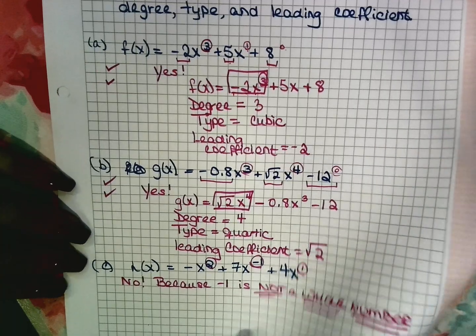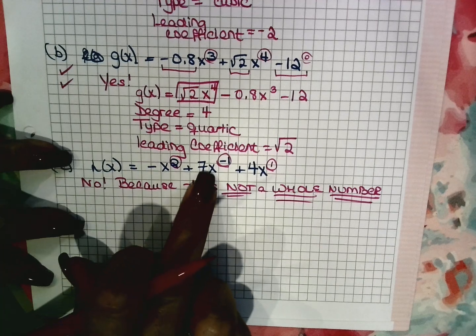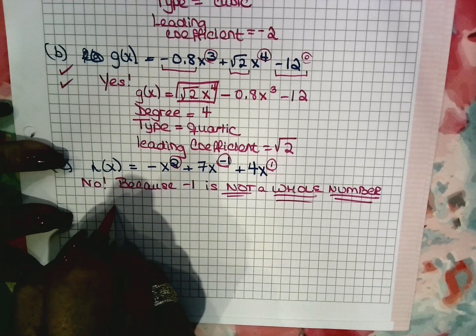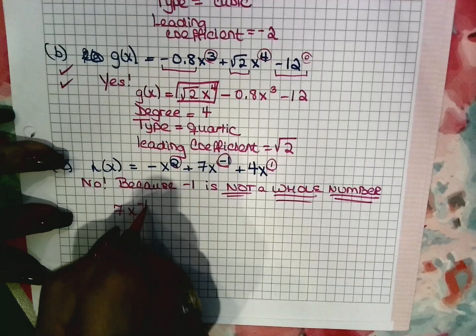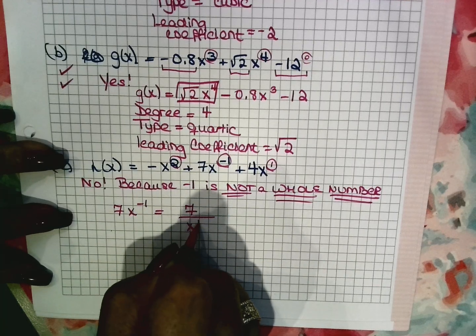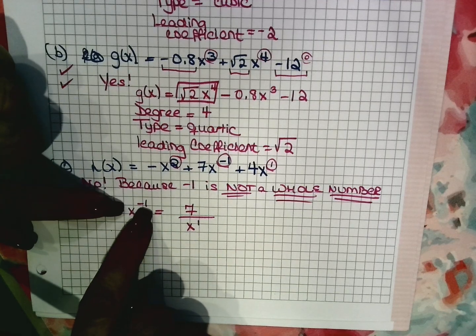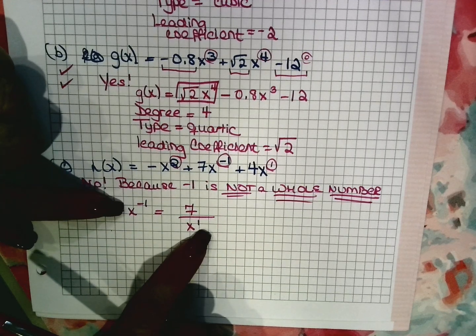Now, a little side note in Big Ideas, you might see 7x to the negative first written as 7 over x to the positive 1. Remember, we can do that. We can change a negative exponent to a positive by putting it in the denominator.